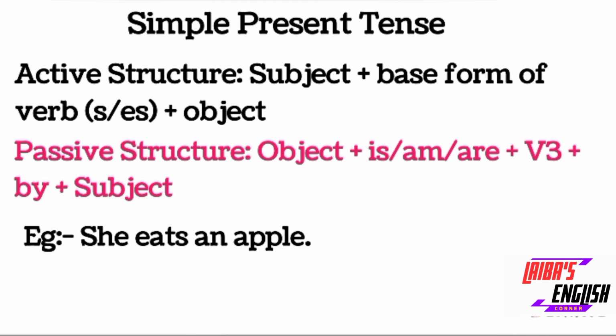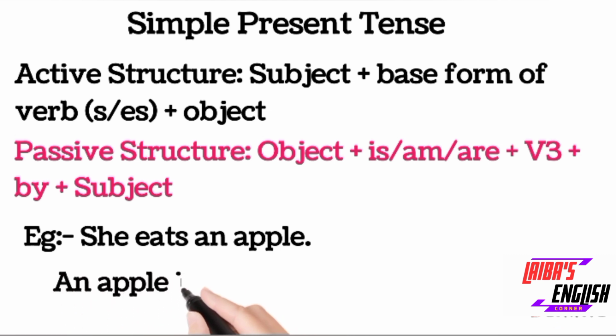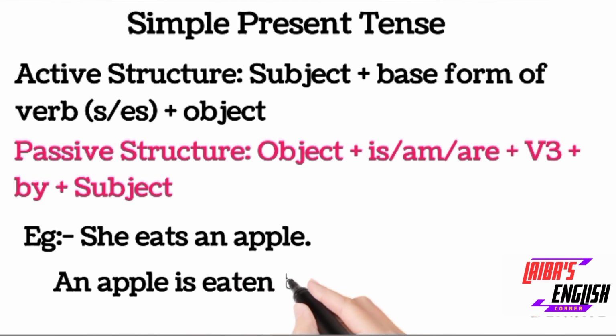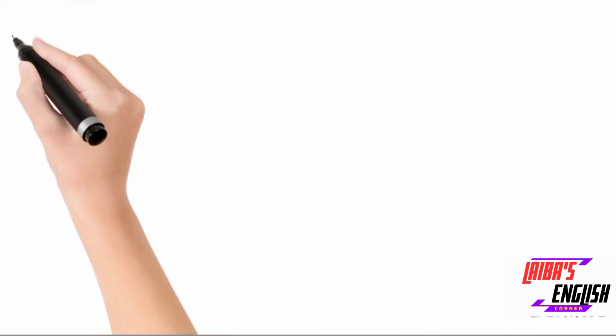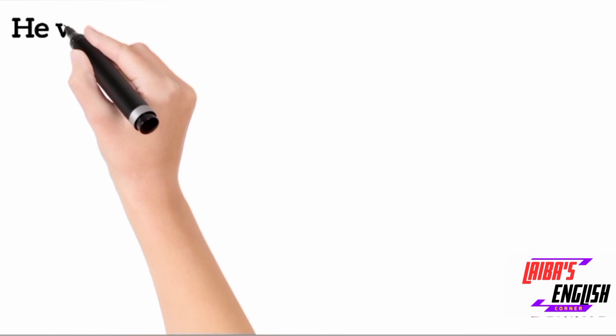So an example is she eats an apple. So an apple is an object. Okay, so object will come in the place of subject, an apple. Apple is singular, so we will use is with it. An apple is. Now we will use verb. Eat, third form eaten. By is used according to the structure and she will change into her. This is how we are going to change an active sentence of simple present into the passive voice.